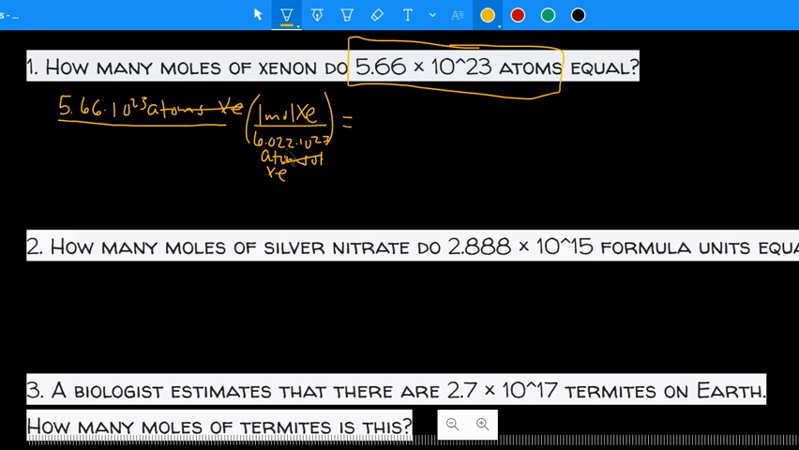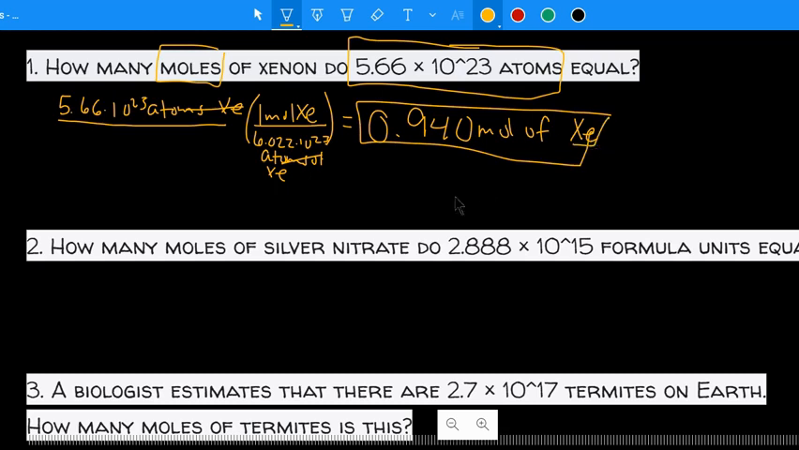So your first conversion factor has to have 1 mole on top and atoms on bottom. And since you're going to moles, that is where you end. You're going to type that into your calculator, and you're going to end up with 0.940 moles of xenon.